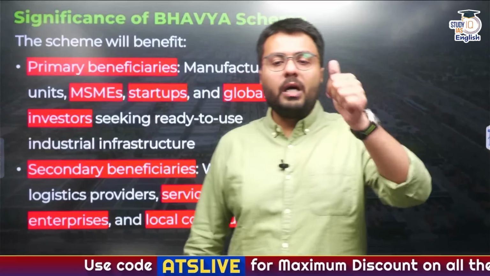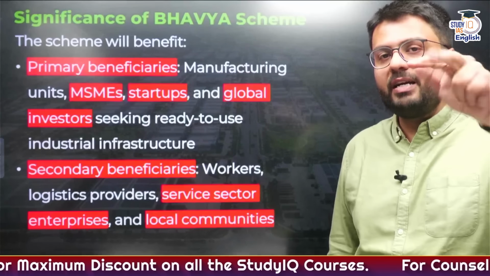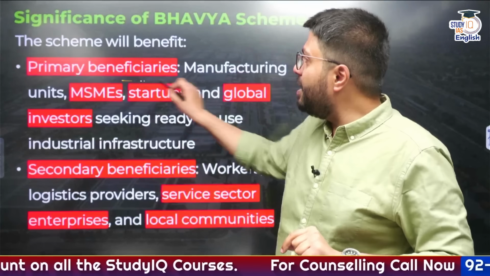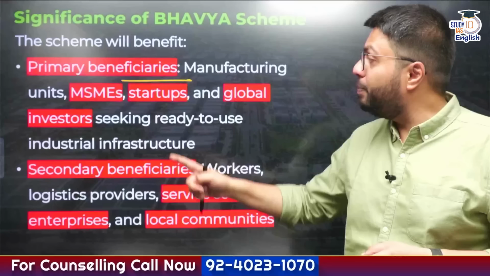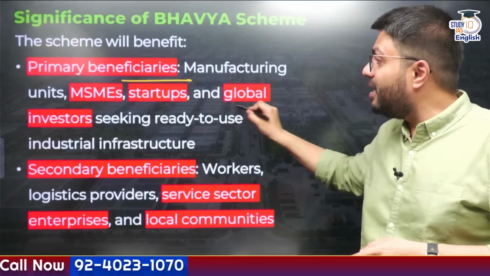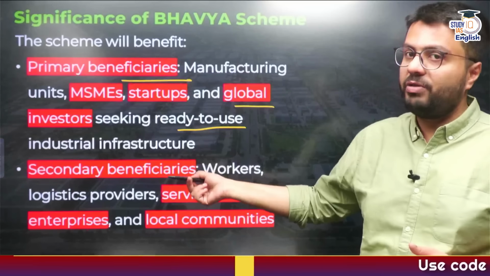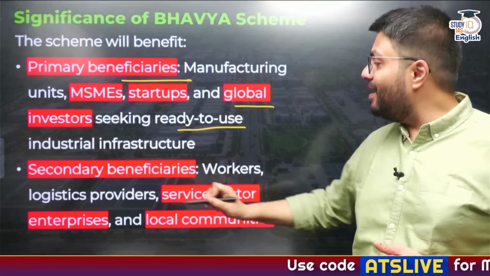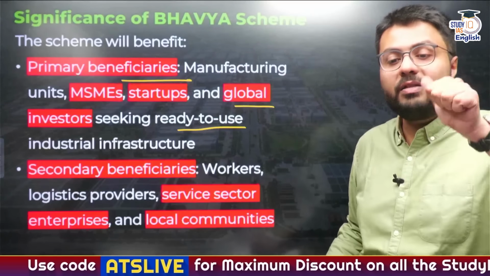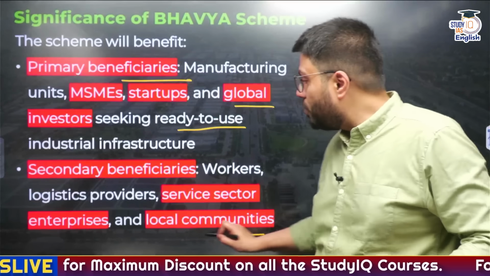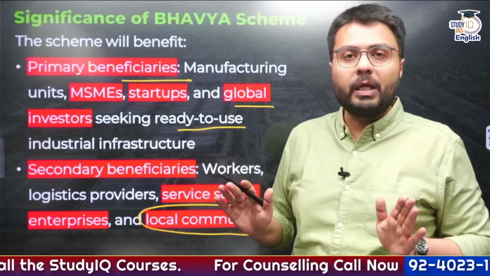Right now, what are the end users or beneficiaries of this scheme? They can be divided into two halves. First are the primary beneficiaries, which include manufacturing units, micro, small and medium enterprises, startups, and it will also attract global investors who are willing to invest somewhere that provides ready to use industrial infrastructure. Similarly, secondary beneficiaries include people who get employed, that is workers, logistics and service providers. It also benefits local communities and therefore promotes inclusive growth in India.